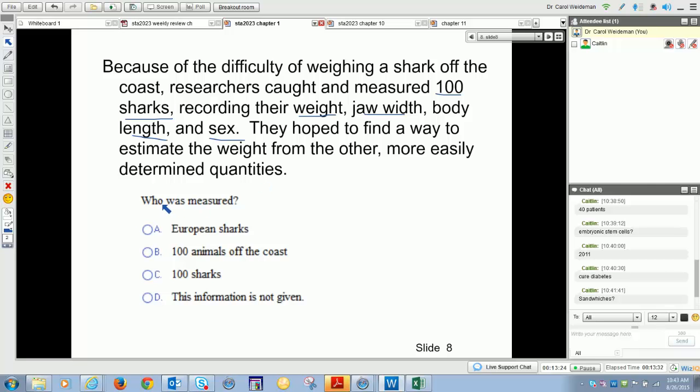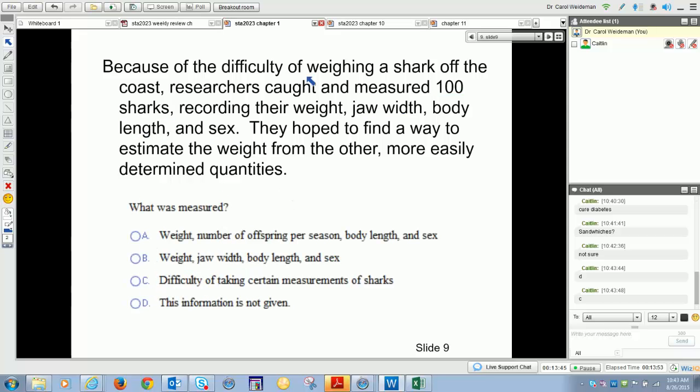So who? What's the who here? And this is a multiple choice. European sharks, 100 animals off the coast, 100 sharks. The information was not given. So what's the who? Yeah, the 100 sharks. Exactly. 100 sharks. And same scenario here. What was measured? So now, again, you're going into the what, which means the variables, and that's why, unfortunately, my underlining went away. But that's where we would do the weight, the jaw width, all that stuff. And that's B, you're right.